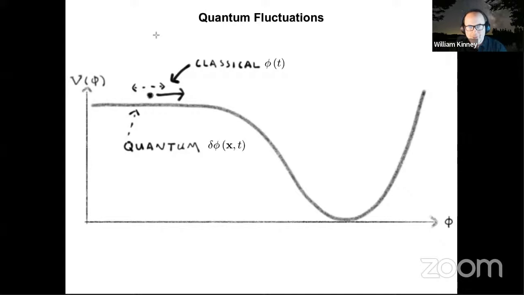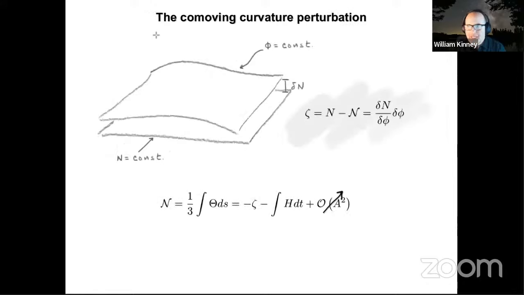So the physics here is that field fluctuations couple to the curvature at linear order because they couple to the expansion rate at linear order, and it's the expansion rate that determines the curvature. And here's how this works: we can foliate our space-time in two ways.